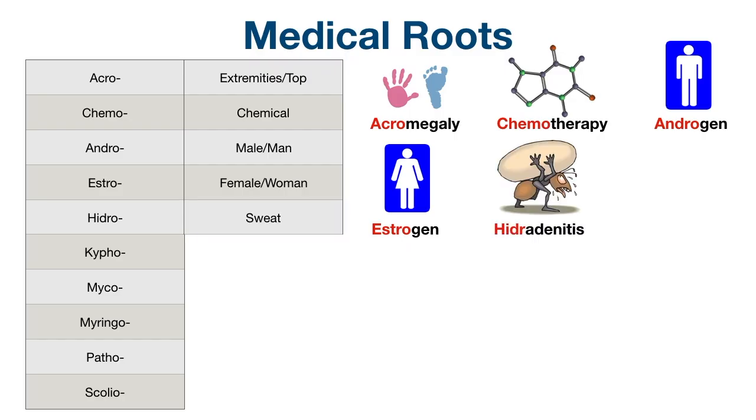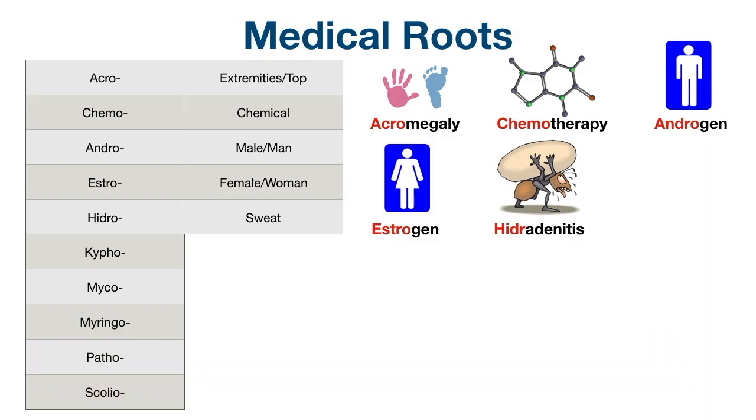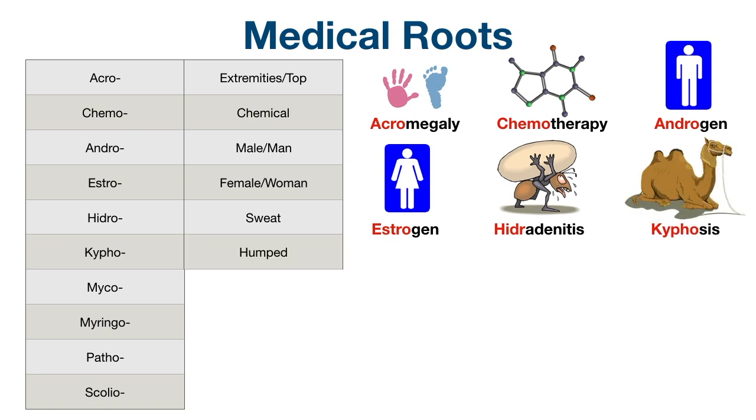Next we have hydro, which means sweat. An example medical term is hidradenitis, which is inflammation of a sweat gland. And this makes sense because hydro means sweat, adeno means gland, and itis means inflammation. Another simple trick is to think of hydro and water can help you think of sweat. Moving on to kypho, this means a humped appearance. A common example is kyphosis, which refers to excessive outward curvature of the spine, causing a hunched or humped back.